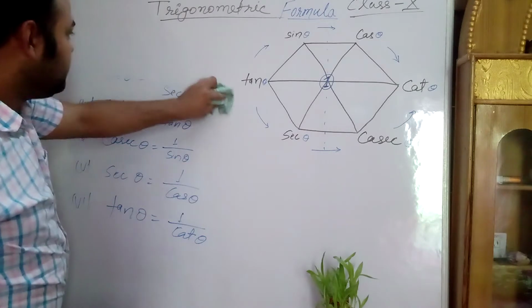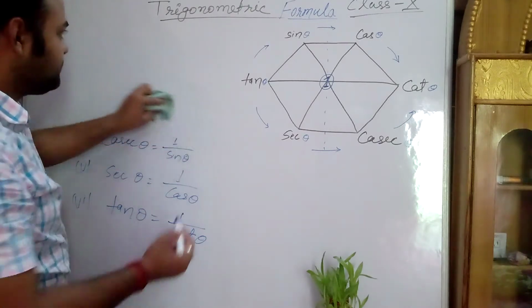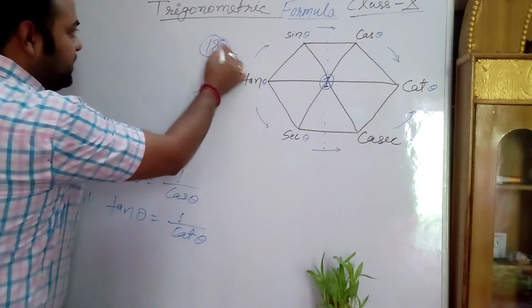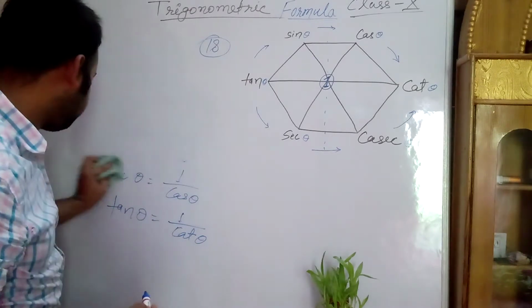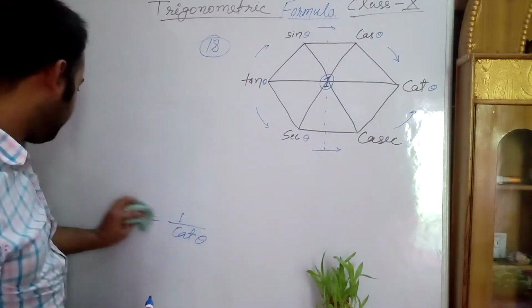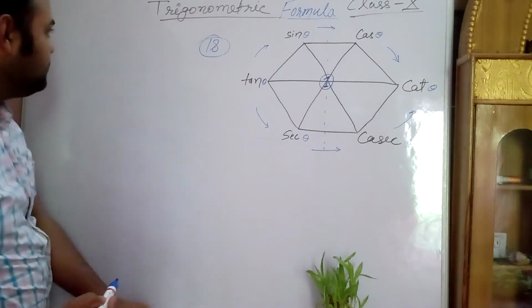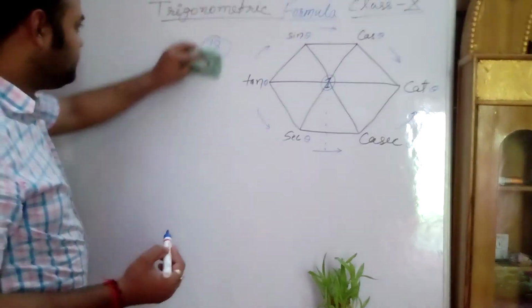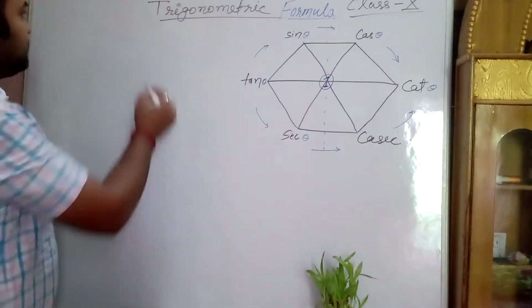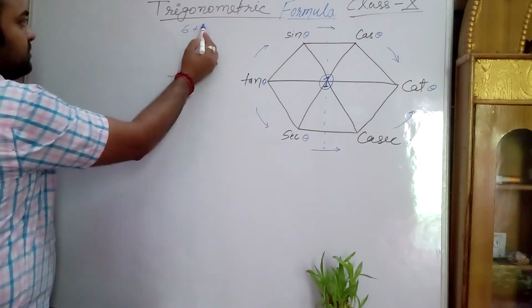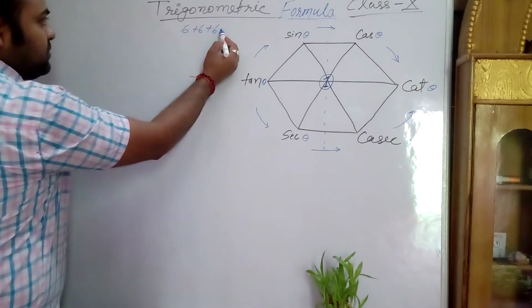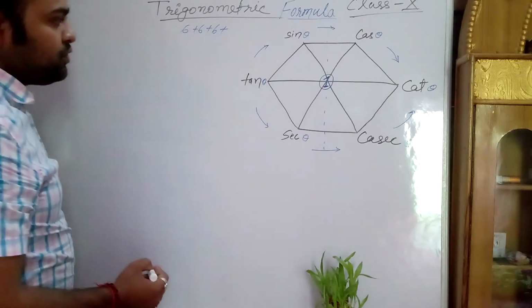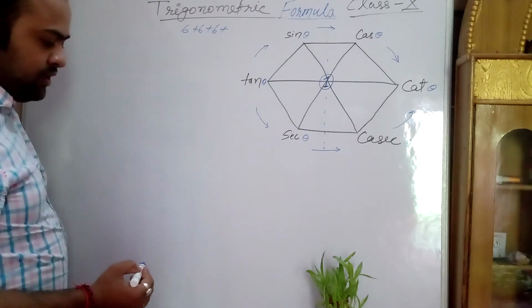Now we have completed the 6 by cross. We have completed 18 formulas. Now we are going to complete more formulas.